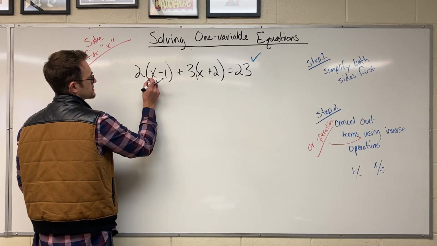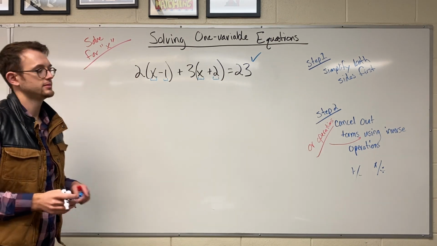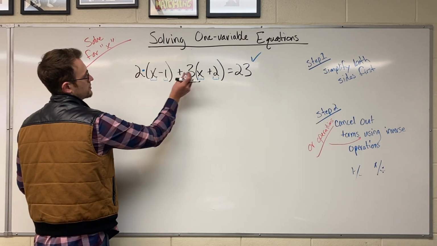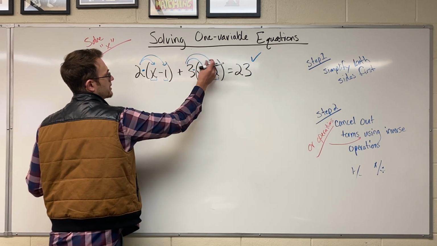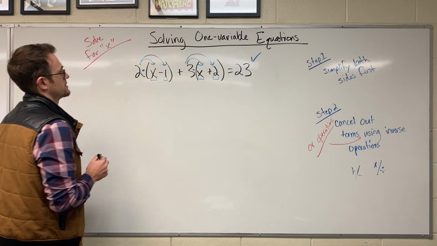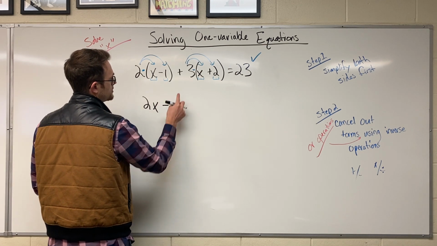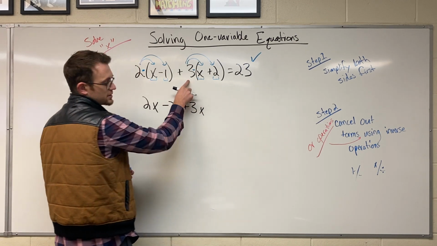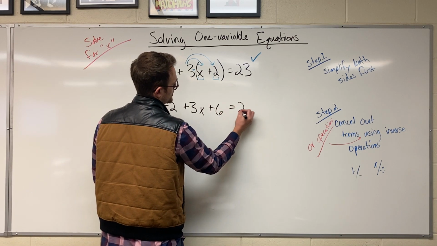What you're gonna have to do is, these aren't like terms. So parentheses are gone. I don't see any exponents. Exponents are gone. Next thing is multiplication. We got multiplication. So we got 2 distribution situations. So 2 times x, 2x, 2 times -1, -2, positive 3 times x, positive 3x, positive 3 times positive 2, positive 6, and then we just got 23.